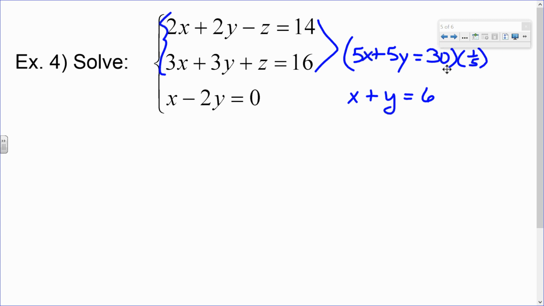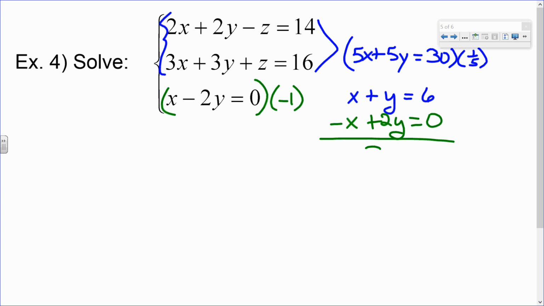Now, so far, I have only used the top two equations with this strategy. I must also use the third in there. There's no way I'm going to get to an answer if I don't use all three of those. So now I need to put the x plus y together with the x minus 2y, except I think I'm going to multiply this one by a -1 so that my x's will cancel out there. And if I do that, I've got minus x plus 2y equals 0. So 3y is 6, which tells me that y has to be equal to 2.